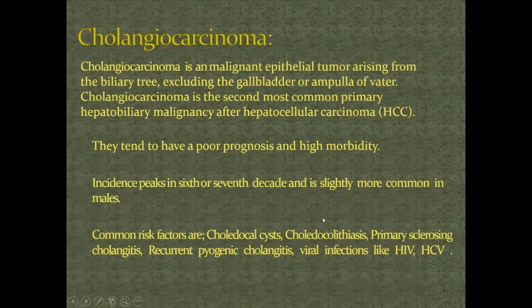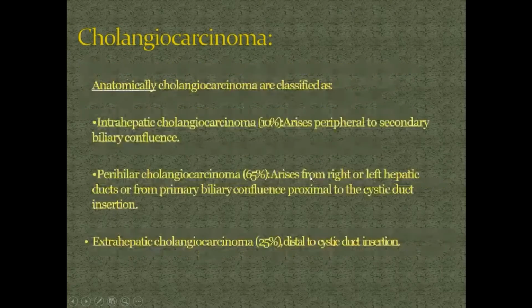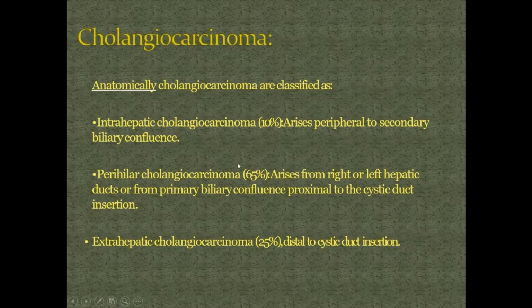Now coming to the malignant conditions, cholangiocarcinoma is a malignant epithelial tumor arising from the biliary tree, and this excludes the gallbladder or the ampulla of Vater. And it is the second most common primary hepatic epithelial malignancy after hepatocellular carcinoma. Usually they have a poor prognosis and high morbidity. Considering the imaging features, anatomically they are classified as either intrahepatic, about 10%, the most common is the perihilar, popularly known as Klatskin tumors, and the extrahepatic cholangiocarcinoma, that is distal to the cystic duct insertion.